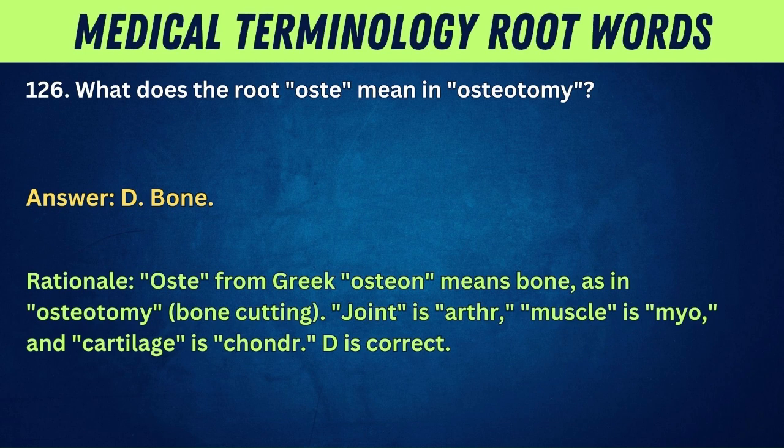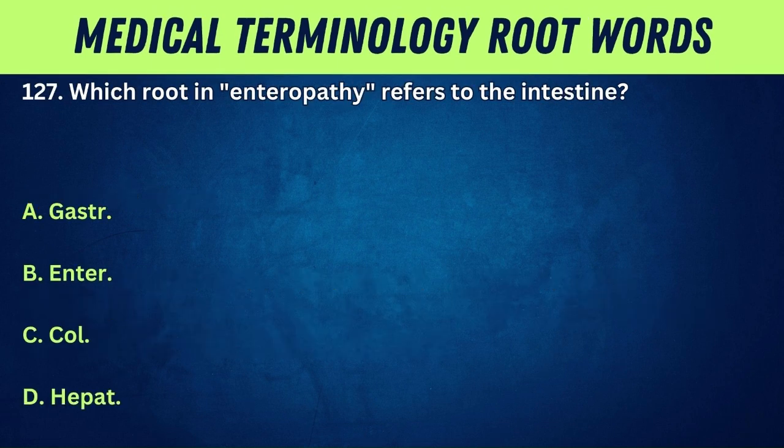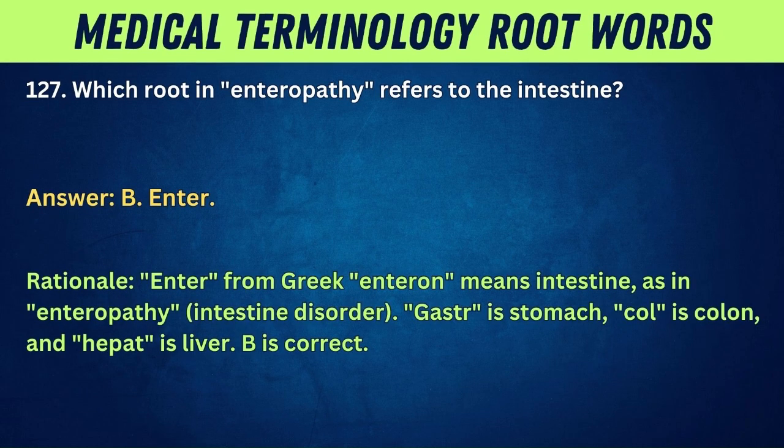D is correct. 127. Which root in enteropathy refers to the intestine? A. Gaster. B. Enter. C. Col. D. Hepat. Answer: B. Enter. Rationale: enter from Greek enteron means intestine, as in enteropathy, intestine disorder. Gaster is stomach, col is colon, and hepat is liver.